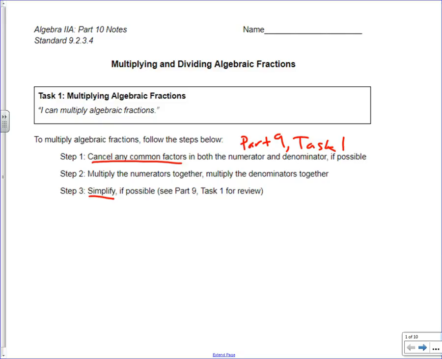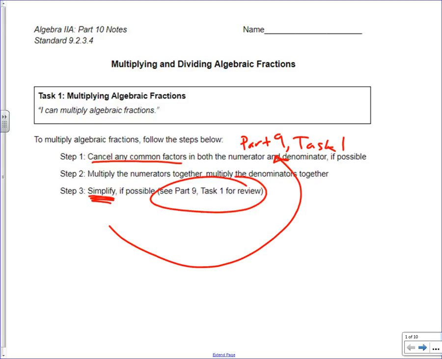And then again, Part 9, Task 1, simplify if possible. You may not have to. Oh yeah, there it is right there. See Part 9, Task 1.